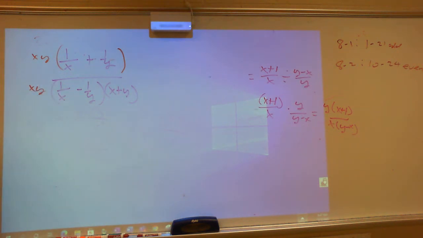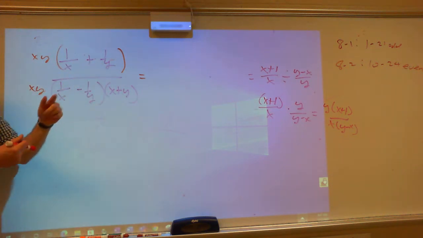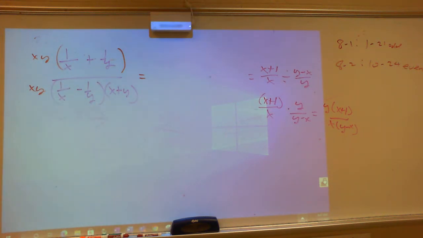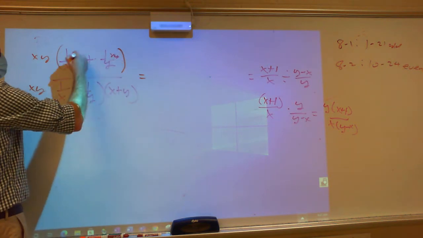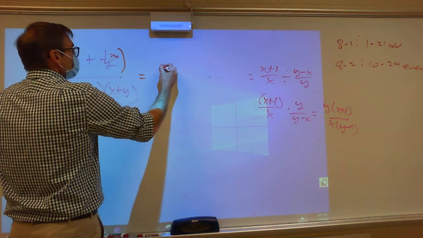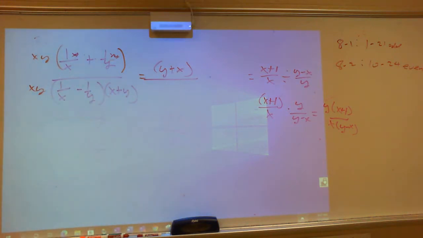And so now let's see what we have. When you distribute that xy on top, what's left on top? Everybody get a y plus x? Because imagine there's a little xy here, a little xy here, the x's cancel, the y's cancel, so we're going to end up with a y plus x. That top looks a lot nicer now, doesn't it?